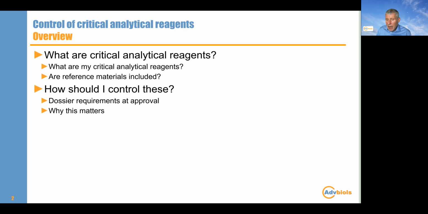So I'm going to cover what they are. What am I talking about? Are reference materials part of that? How am I supposed to control them? What are the dossier requirements and expectations at approval? And so overall, why does this matter?